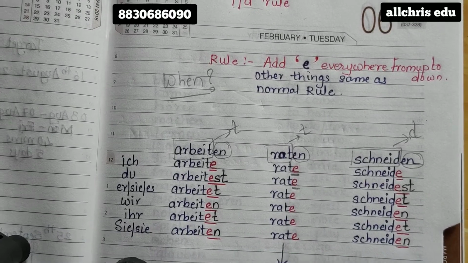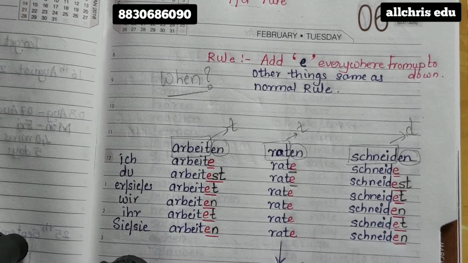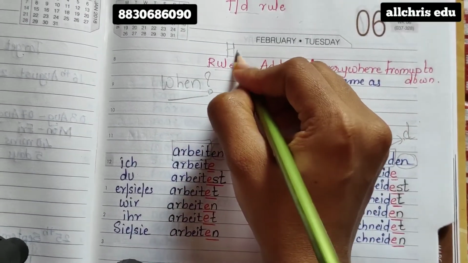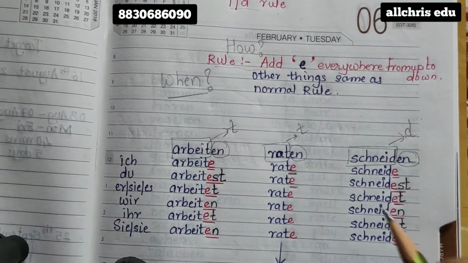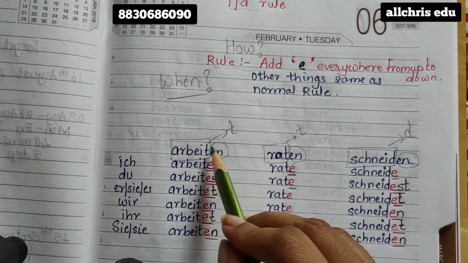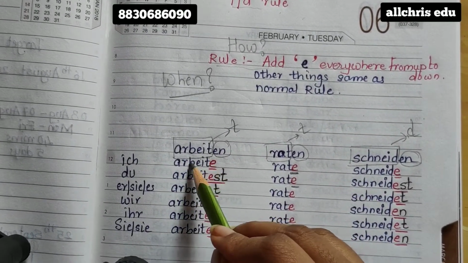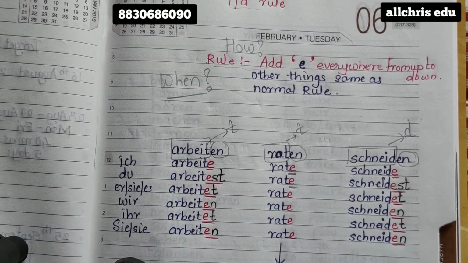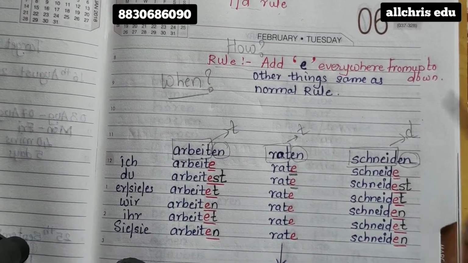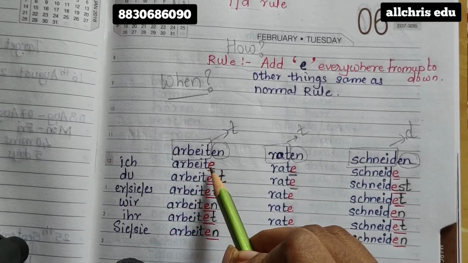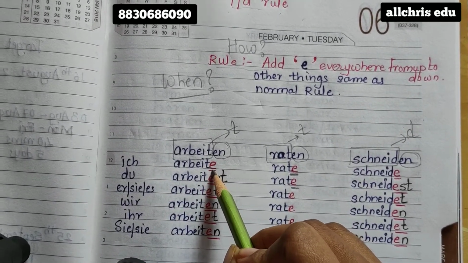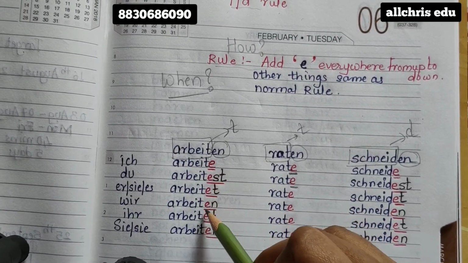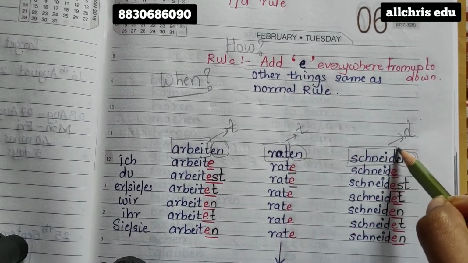Now how to apply the rule? So here is your answer. What you are supposed to do, like normal rule only, first cut the verb, write the starting with blue color. Once you have written the starting, take a red color pen, write the alphabet E for elephant everywhere from up till down. Everywhere you can write E.